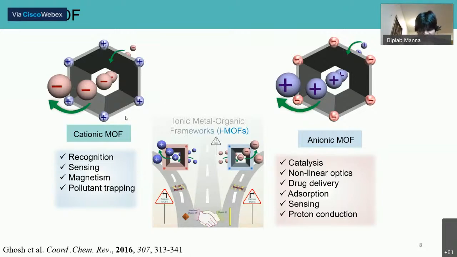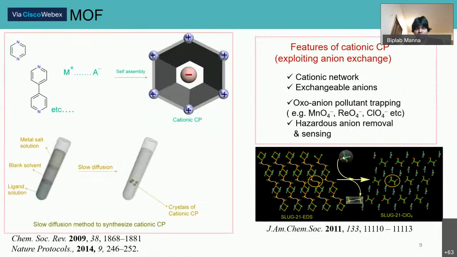There is a review article from our group which showed the different facets of the ionic MOPs. The main advantages or uses of this kind of cationic MOP are recognition and sensing, magnetism, and pollutant trapping. So I will focus on pollutant trapping and recognition with the cationic MOP. I will not talk about the anionic MOP. Okay. So, coming to the cationic MOP.